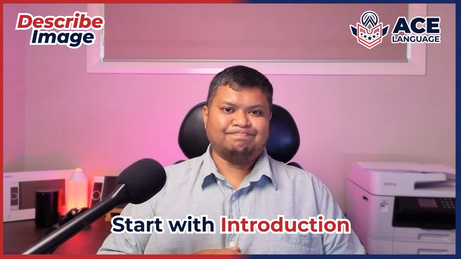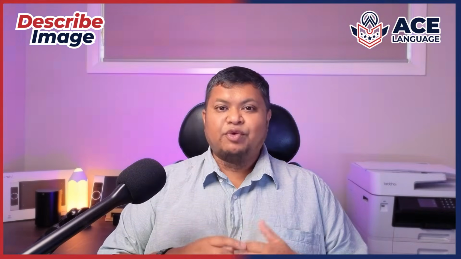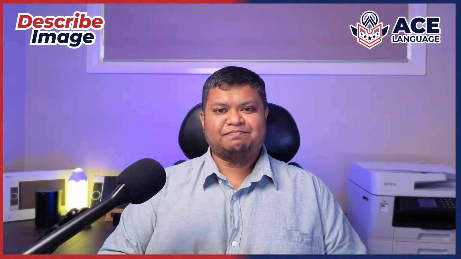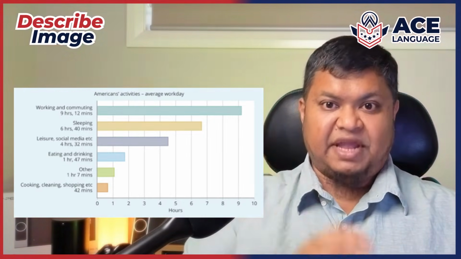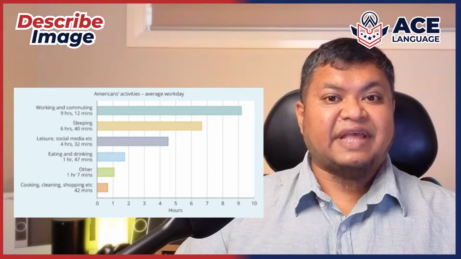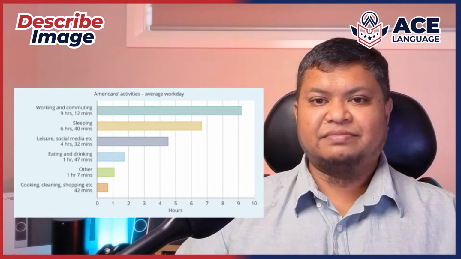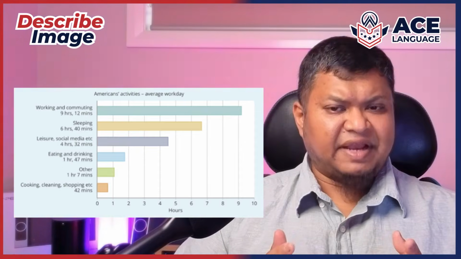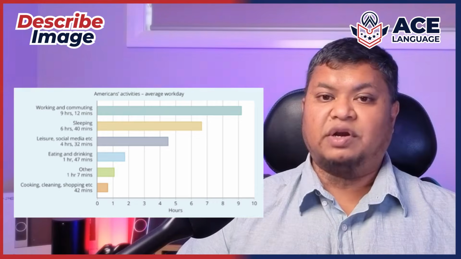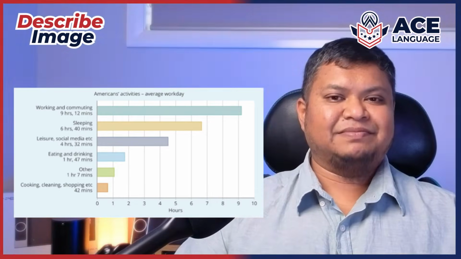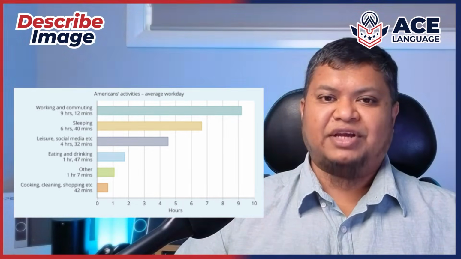First of all, always start with an introduction. This is the sentence where you will simply introduce the topic. You can collect the information about the name of the topic from the header of the question. For example, in this image, the title is Americans' Activities in Average Workday. So I can start by saying the image is about Americans' activities in average workday. Simple, right? This is how you do your introduction.